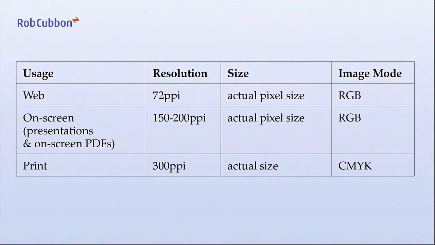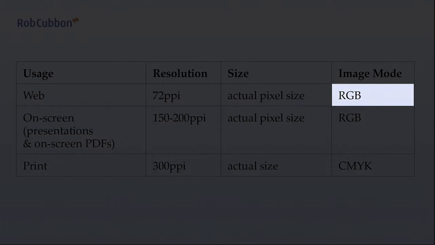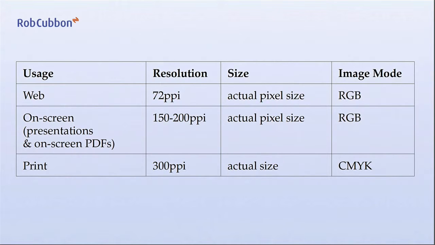So, for the web, let's say we're creating a web graphic that's 50 pixels by 50 pixels on your screen. Very, very small square. That would need to be 50 pixels by 50 pixels in Photoshop. Surprise, surprise. But it also needs to be 72 ppi, pixels per inch, and I'll show you this later. Finally, the image mode needs to be RGB. RGB for on-screen images.